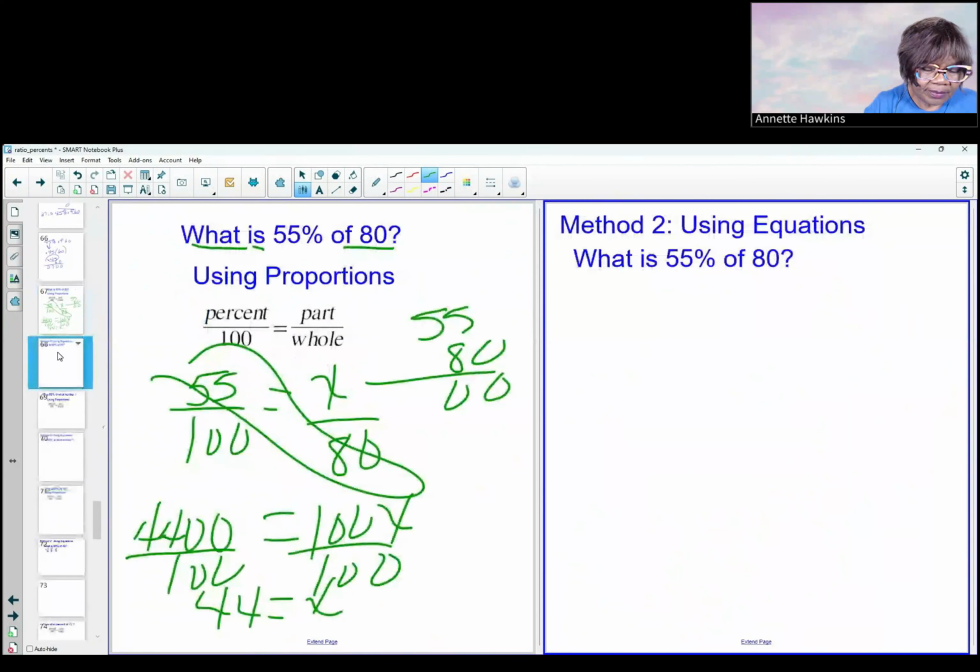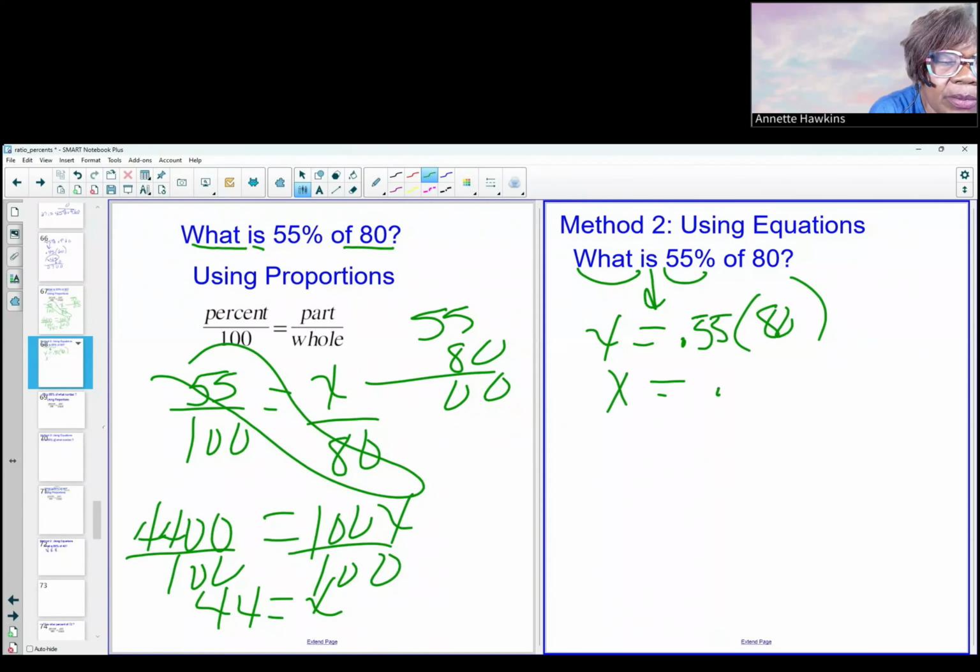Okay. All right, let's do this, the equation method. What x is equal 55% as a decimal of is times 80. Wow, this is easy. 0.55 times 80. 2 decimal places, 1, 2, and I get 44.